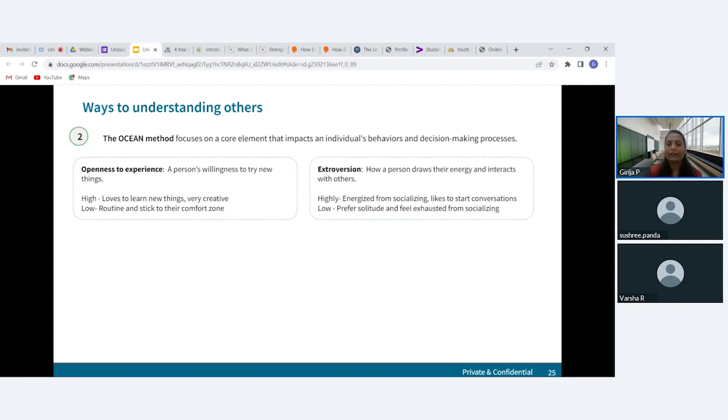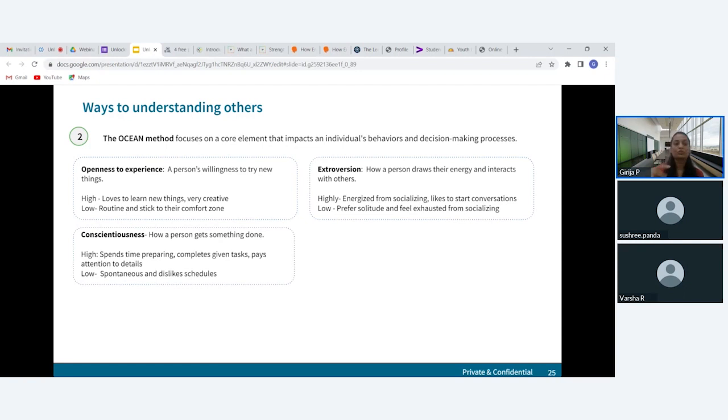Another personality trait is extroversion. An extroverted person likes to interact with others and gets energy from others. A person who is highly extroverted is energized by socializing and likes to start conversations, while a person with low extroversion feels exhausted after socialization. Another trait is conscientiousness. A person who likes to get things right. A person with high conscientiousness likes to spend more time preparing things and completing the task, paying attention to the details. And a person with low conscientiousness dislikes schedules and doesn't pay much attention to these things.